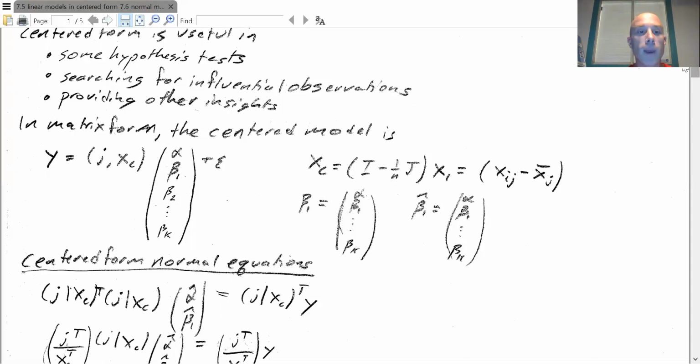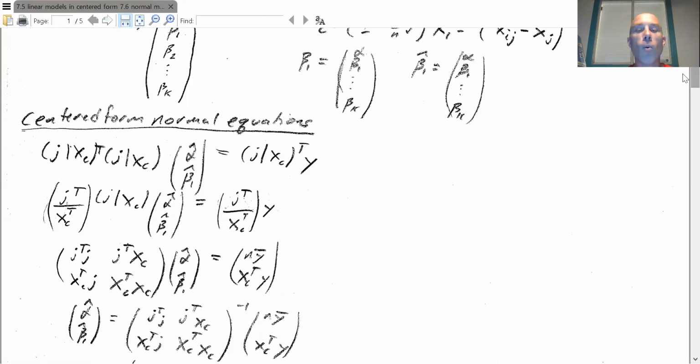All right, if we do this, then our normal equations are very similar, but there's some difference. So let's go ahead and work through that difference. I'm going to take J and centered X transpose times J and centered X times the estimate, and that needs to be equal to J and centered X transpose times Y, right? Our normal equations just modified for the centered values of X.